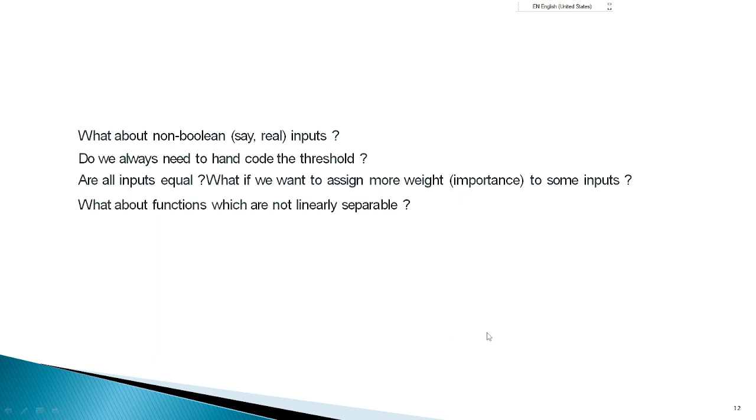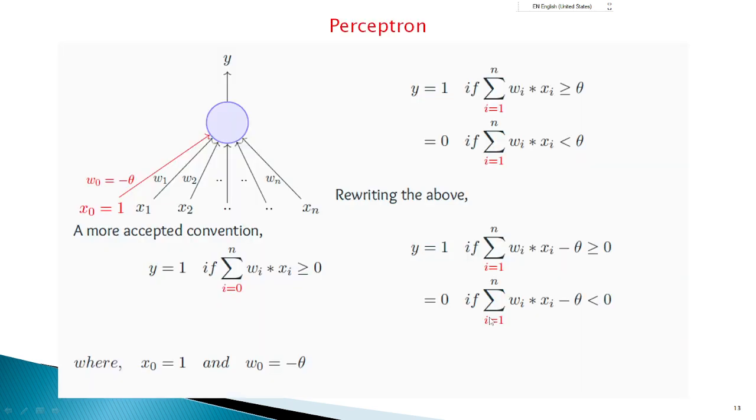That is, weight means what? Importance. If you don't give weights, what will happen? All the inputs are treated equally. If you add weights, what will happen? Some inputs will be treated as more important than others. What about functions which are not linearly separable? We will discuss them. So the answer to those questions is the perceptron.